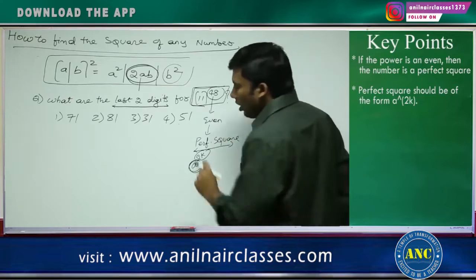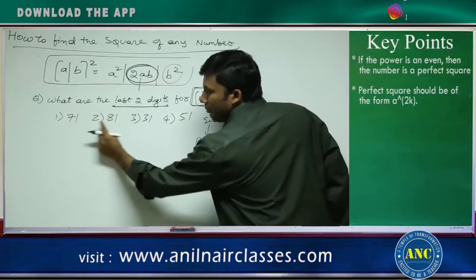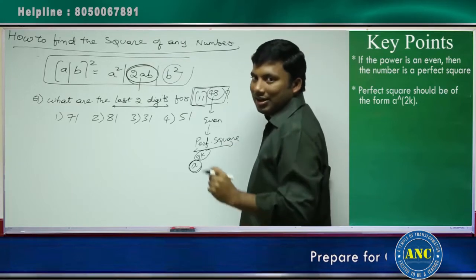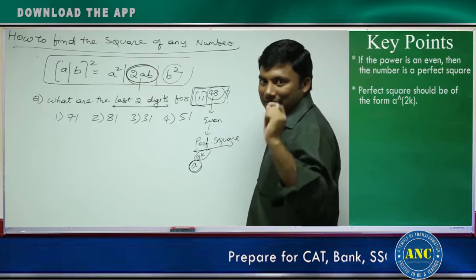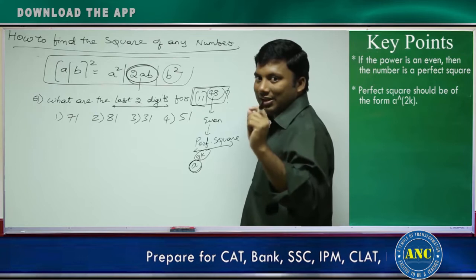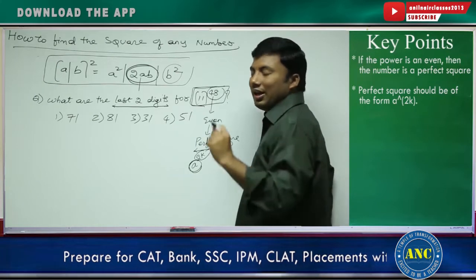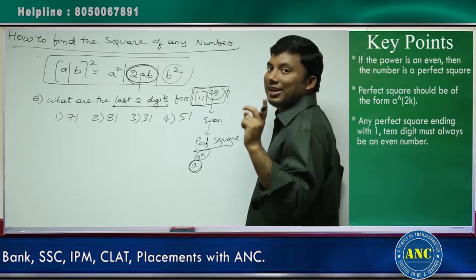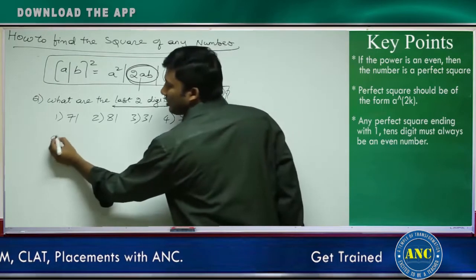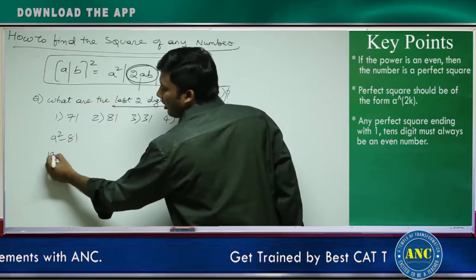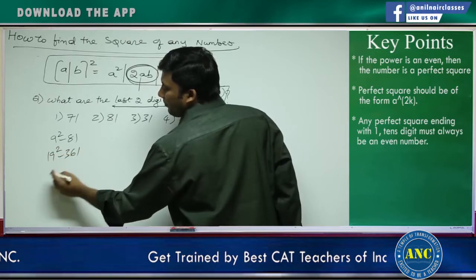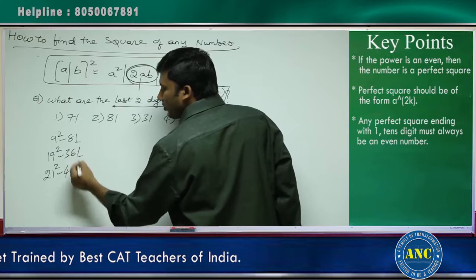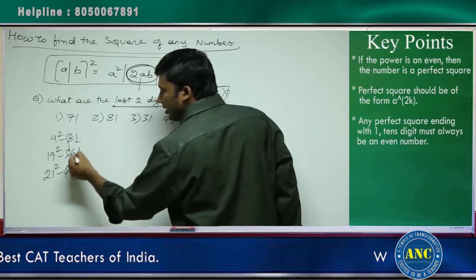Now observe, all the options are ending with which number? 1. What is the nature of a perfect square ending with 1? 9 square, 81. 11 square, 121. 19 square, 361. Any perfect square ending with 1, what is the tens digit nature? It's an even number. Let us write a few examples: 9 square, 81; 19 square, 361; 21 square, 441. Any perfect square ending with 1, the tens digit is an even number.